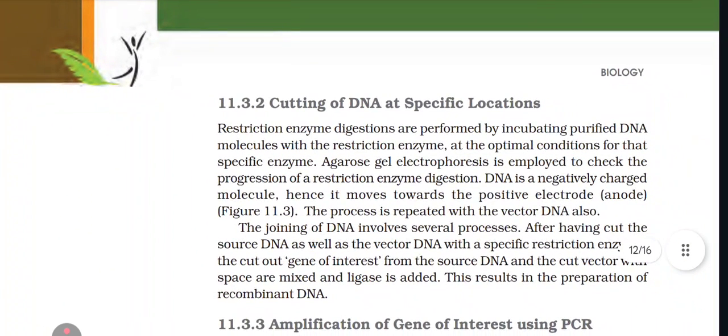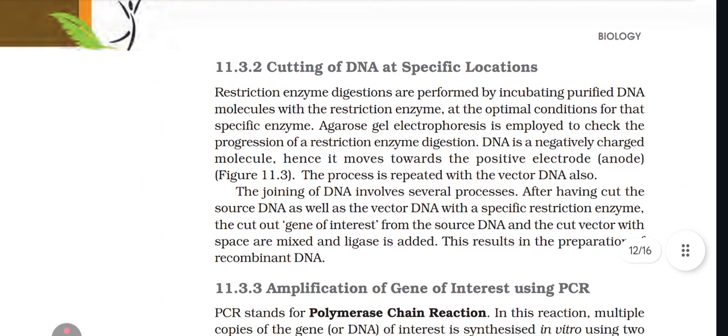Now, cutting of DNA at specific locations. Restriction enzyme digestions are performed by incubating purified DNA molecules with the restriction enzyme at the optimal conditions for that specific enzyme. Agarose gel electrophoresis is employed to check the progression of a restriction enzyme digestion. DNA is a negatively charged molecule, hence it moves towards the positive electrode, the anode. The process is repeated with the vector DNA also.